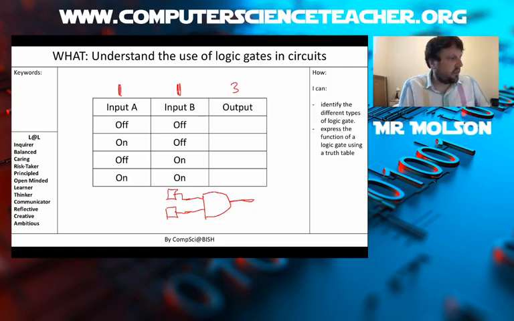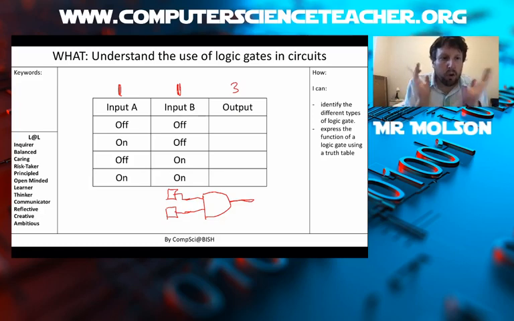So I could have switch A off and switch B off. I could have switch A on and switch B off. I could have them the other way around, so switch A off and switch B on, or switch A and switch B both on. Okay, so those are all the combinations.